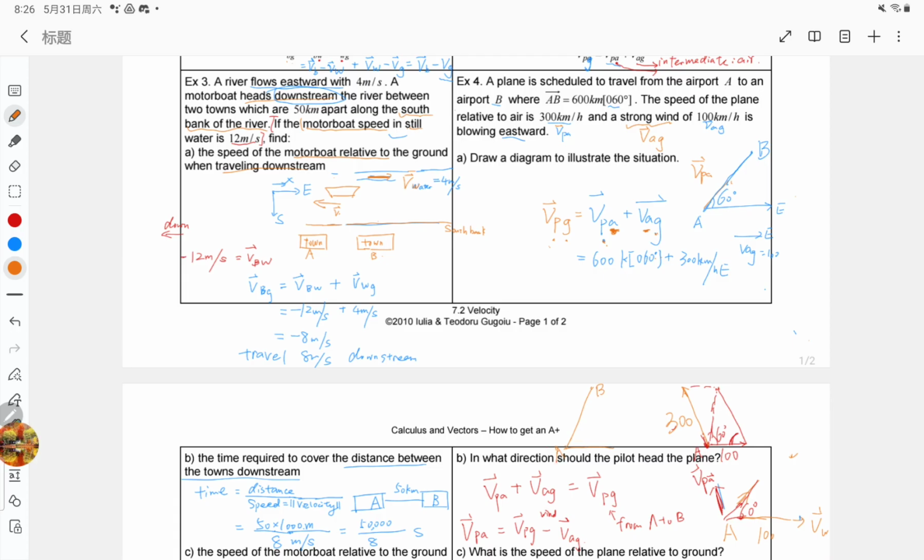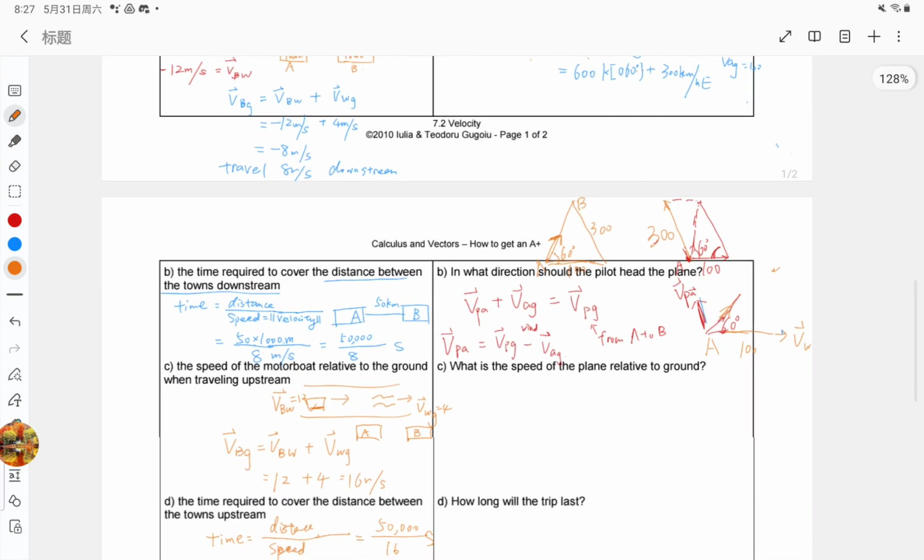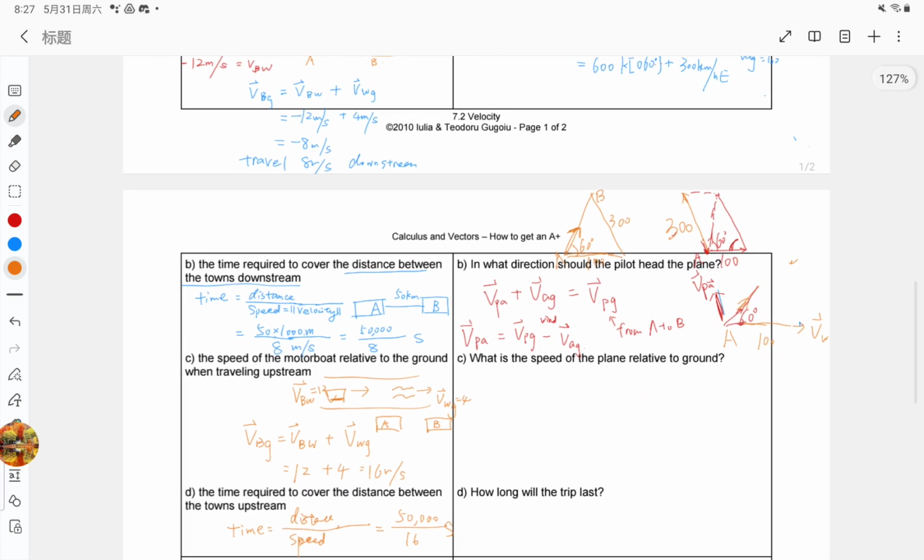It just requires some work to calculate, right? This is 100, this is 300, and then the resultant velocity should be here, right? The 60 degree, yeah. Still, I don't think it's that easy to see the direction. So if I think of something, I'll come back to this.